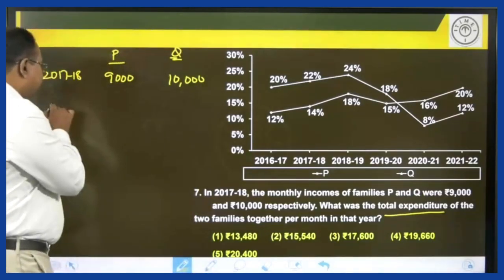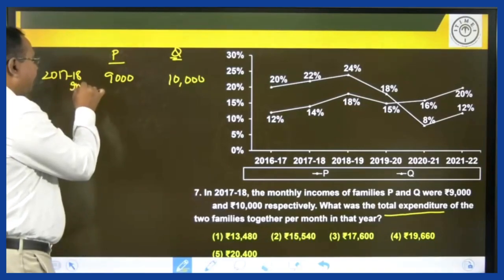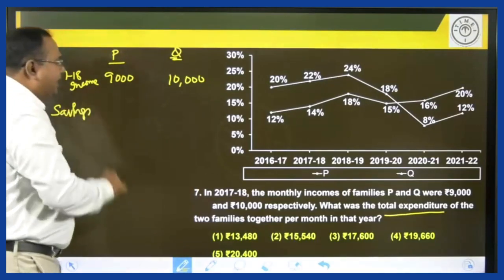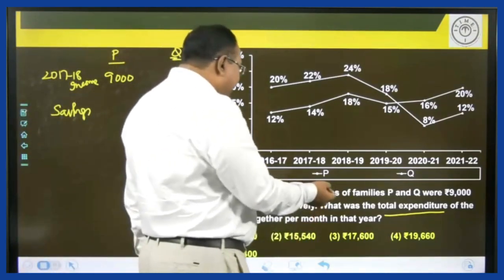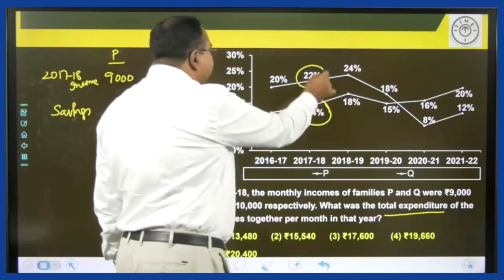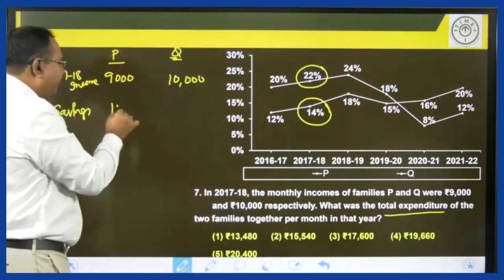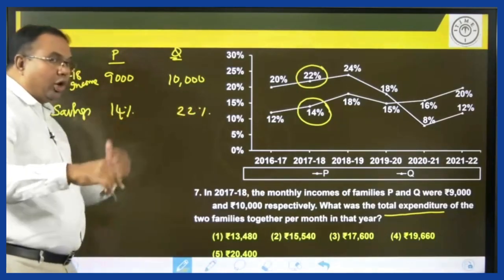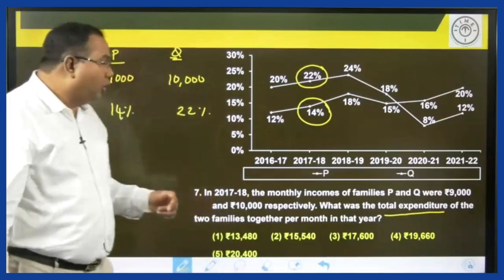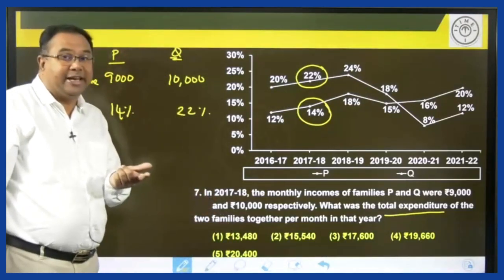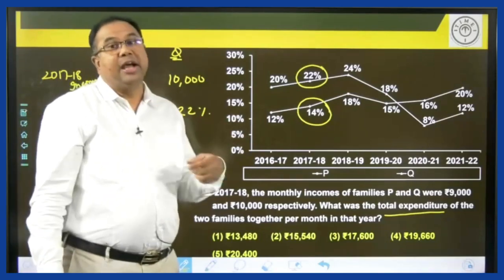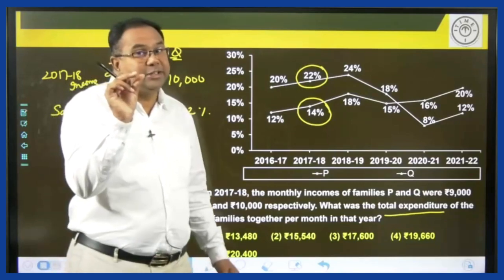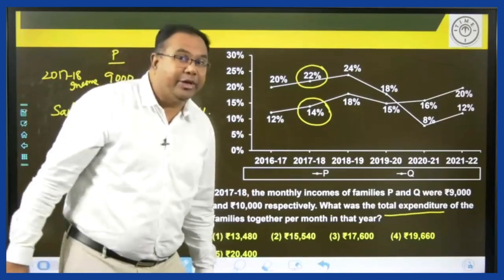Now how much is savings? This is income, right? 2017-18 income. What are savings? 2017-18, how much is savings of P? Savings of P is 14%. Savings of Q is 22%. Now, see, it is asking you to find expenditure. Now, don't take 14% saving, let me find out 86% expenditure, 22% savings, 100 minus 22, 78% expenditure. Calculating those 78%, 86% will be lengthy. So, what's the easy way out here?